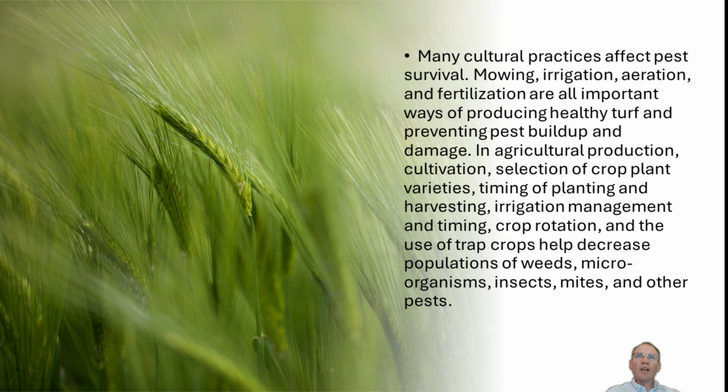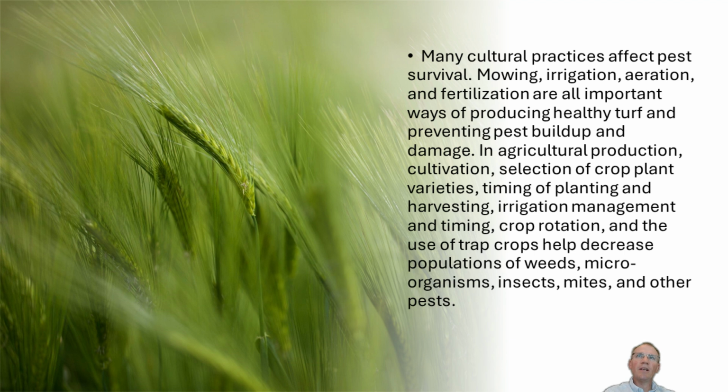So once again, when it comes to a cultural practice, if you're in the turf side of the business, things like mowing, irrigation, aeration, and fertilization are going to be important to produce a healthy turf. That's going to help prevent pest buildup. The point we're making here is you're not just dealing with putting a pesticide down, you're actually doing all these other things to build that turf up to make sure that pests can't take a foothold, or it makes it much harder for them to because you have a healthy turf.